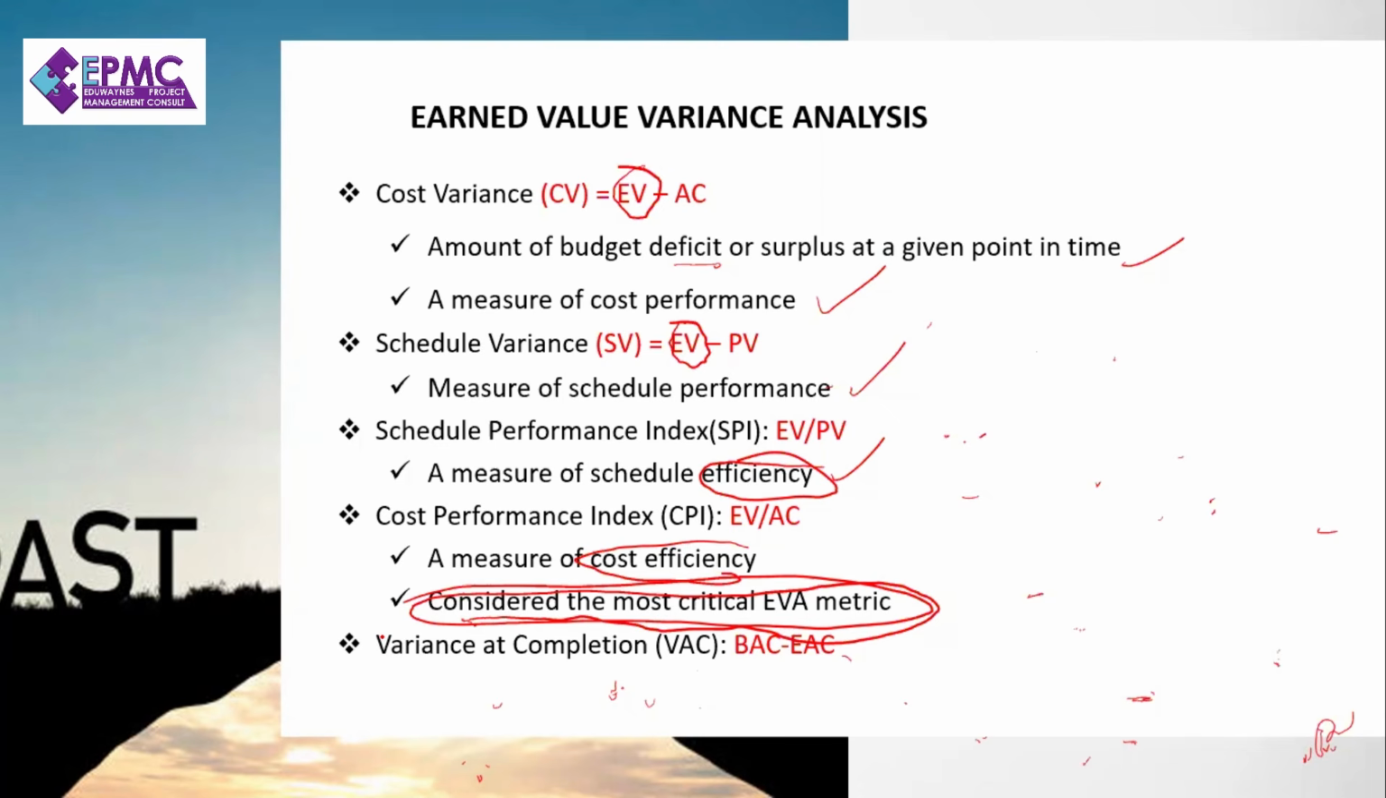So we say that the CPI metric is the most critical EVA. Please take note, you can have questions on that. Then we are asked to calculate the variance at completion. That shouldn't be difficult. What is a variance? For the whole project, we have our budget for the whole project. This is also a forecasting indicator.